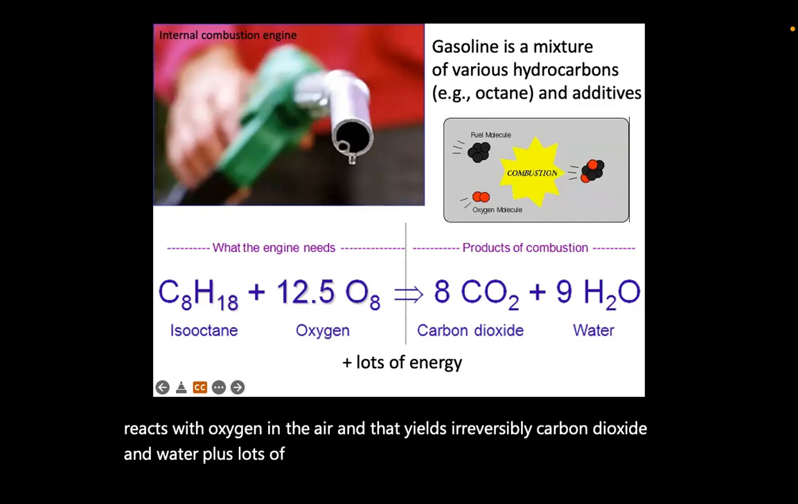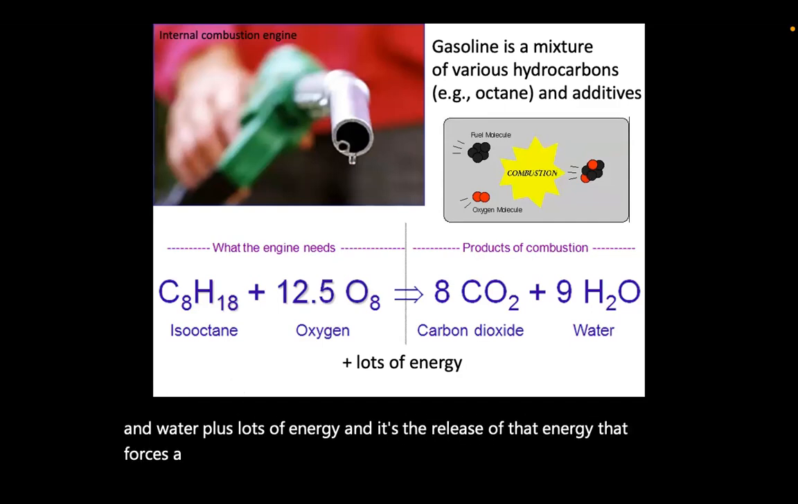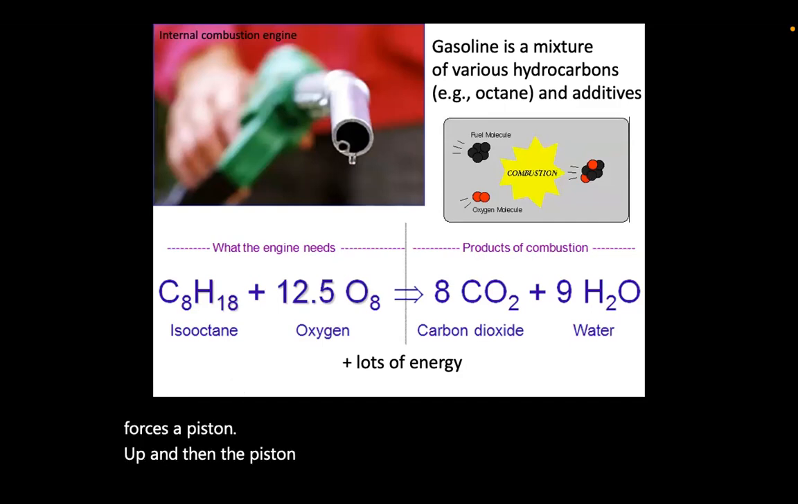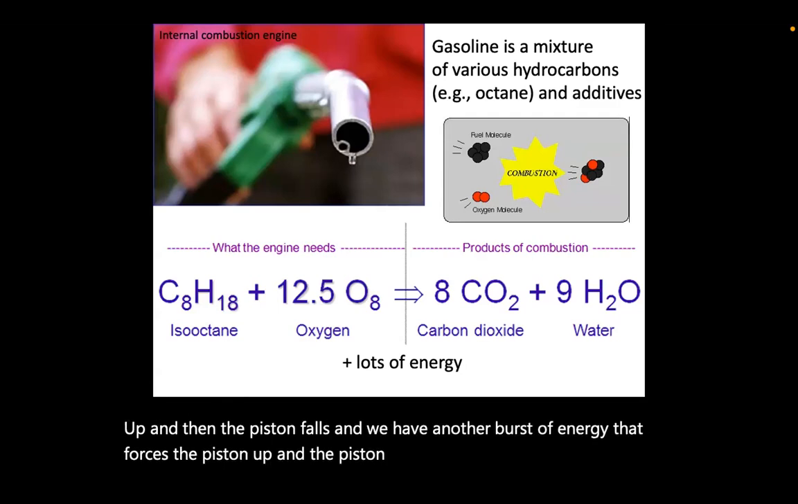And it's the release of that energy that forces a piston up, and then the piston falls, and we have another burst of energy that forces the piston up and the piston falls. And that's translated to mechanical energy that moves our vehicle.